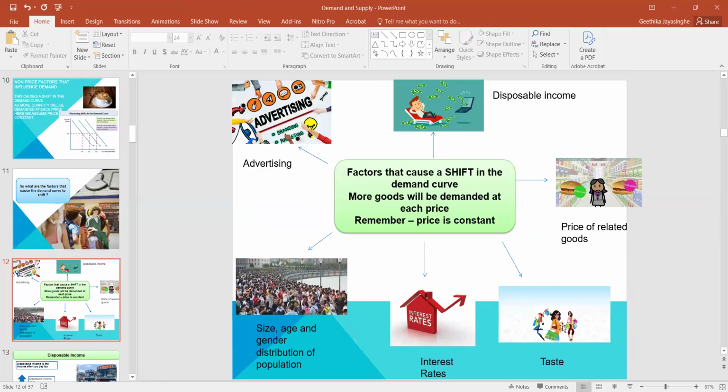So these are the factors affecting the demand curve to shift to its left or right. So one is advertising, right? With advertising, you can create public awareness. So you will be able to shift the demand curve to the right side.